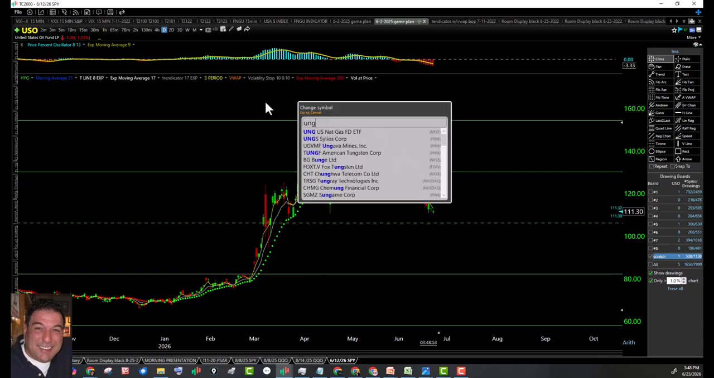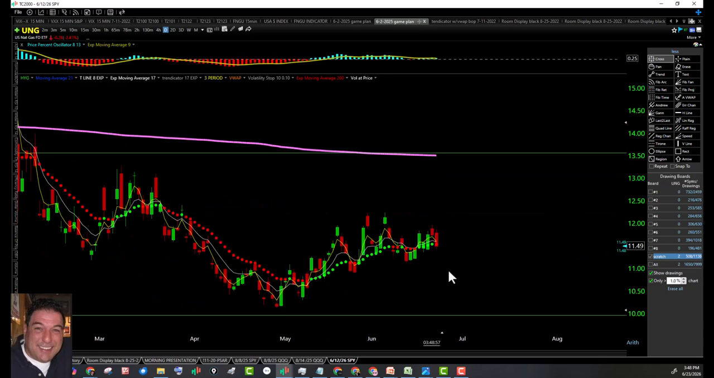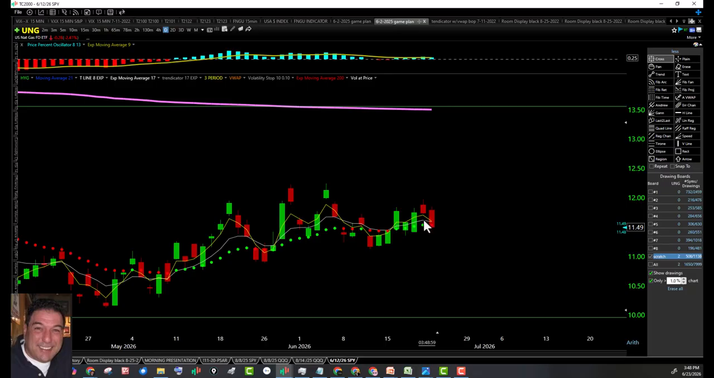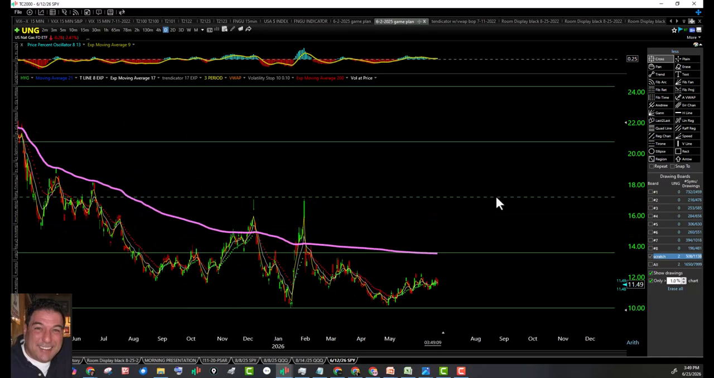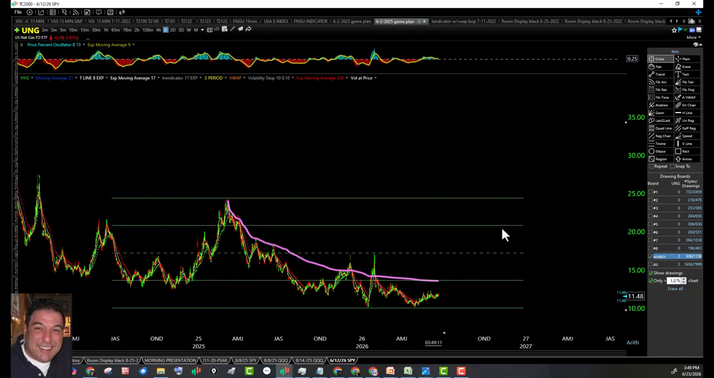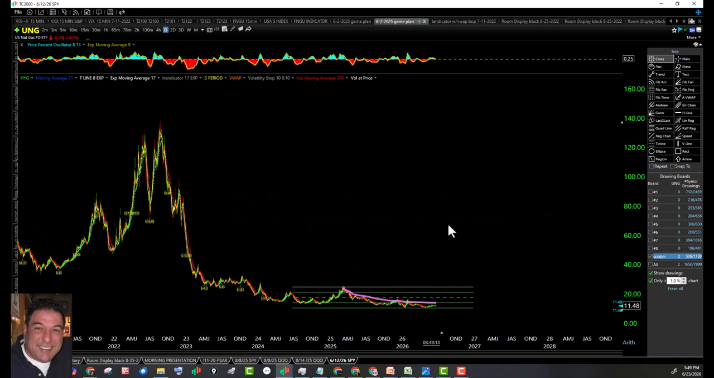Let's take a look at UNG. UNG, lower high, lower low, closing underneath a bullish trap, closing underneath the rising 17 EMA. In the middle of quadrant 1, you've got to see this, okay? All right, so that's like some past performance back in post-COVID.